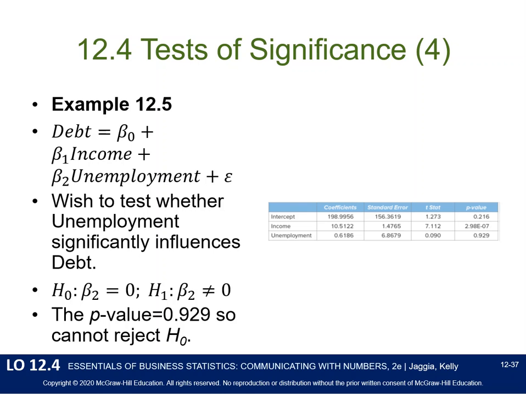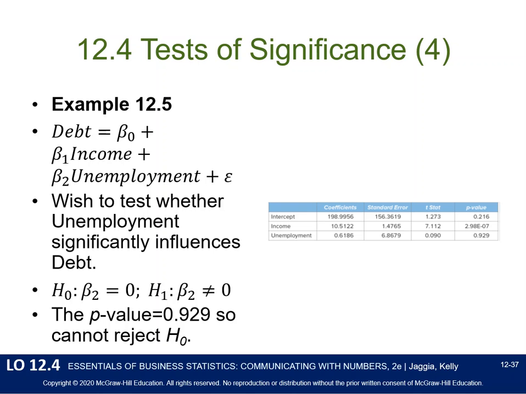So if we're testing whether beta is equal to 0, if beta is equal to 0, then that tells us that it has no influence, no effect on the dependent variable. So if we got a coefficient of exactly 0, it would tell us that unemployment, or whatever the coefficient was, has 0 impact on our dependent variable, in this case, debt payments.